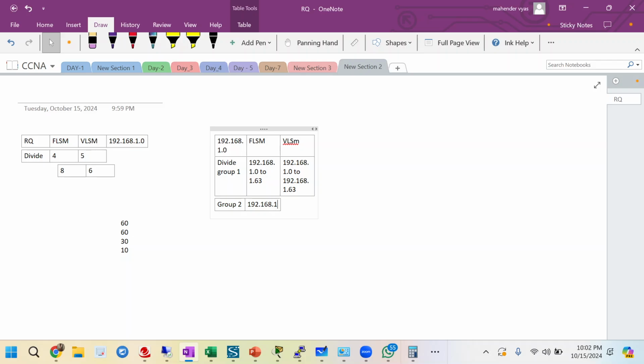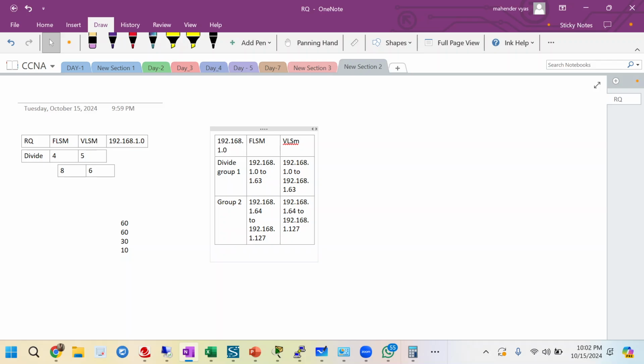192.168.1.63 was the last address, right? I will use 64 to... one minute. What will I get? 192.168.1.64 to 64 plus 63, that is 127, right? What about VLSM? Again, the requirement is the same, so we will get the same address: 192.168.1.64 to 192.168.1.127.